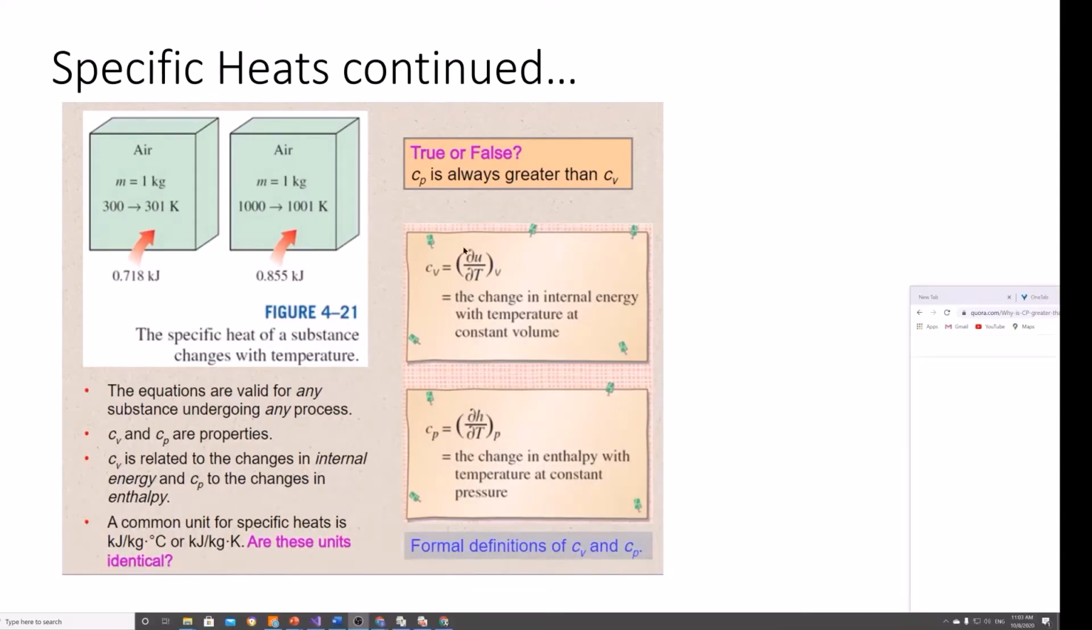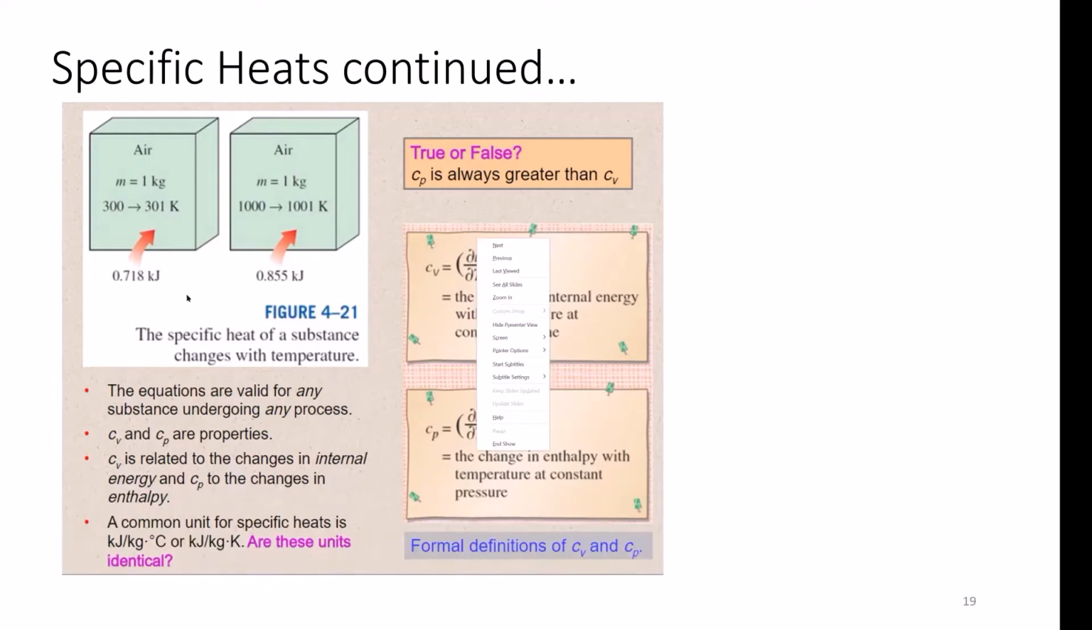Okay, continuing on with this idea. So in this case, we're looking at specific heat of a substance with change in temperature. Just some notes. Specific heat of a substance changes with temperature. You'll find that usually it's not very big, but there is some variation to it. Okay. One question you can think about, is specific heat with constant pressure always greater than specific heat with constant volume? Okay, and you can think about what you would expect for that.